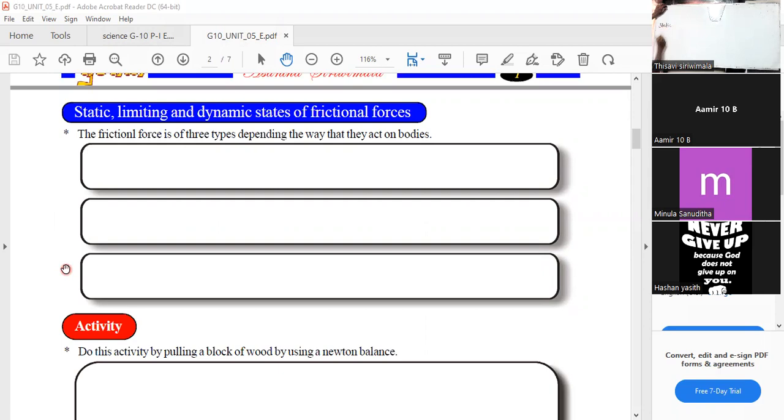Static friction, limiting friction, dynamic friction.